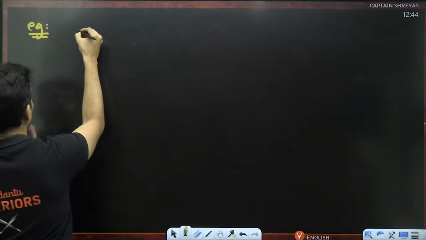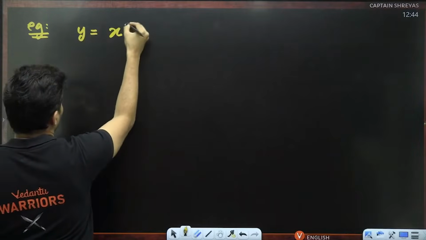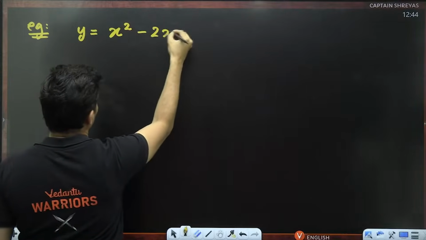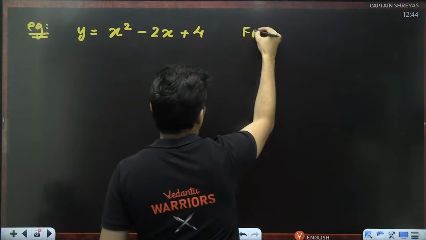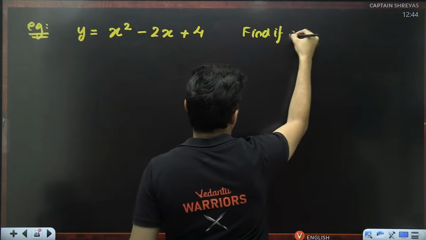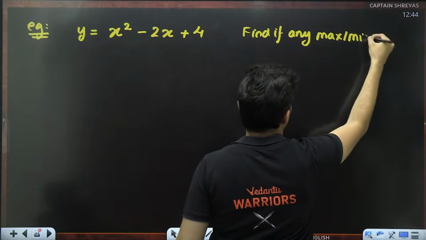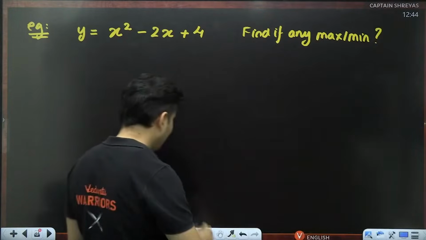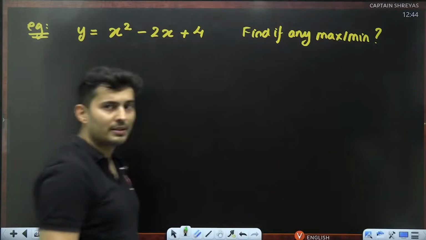I will take an example. Y is equal to x square minus 2x plus 4. Find if any maxima or minima exists, and find those values. Okay, so let's do this.